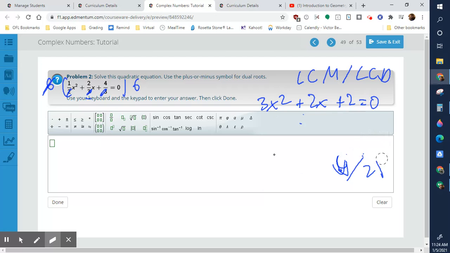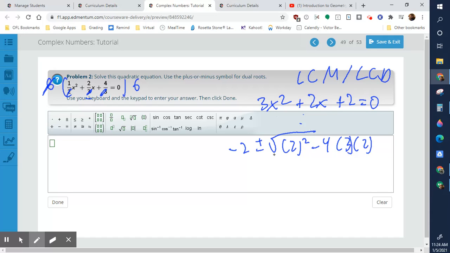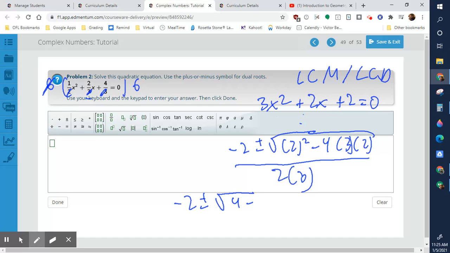So that means we're going to be dealing with imaginary roots, and I should have expected that going into a complex thing. So what we're going to do here is negative b plus or minus the square root of b squared minus 4ac all over 2a. All right, so what we get here is negative 2 plus or minus the square root of, what is this? 4 minus 4 times 3 is 12, times 2 is 24, all over 6. So we end up getting negative 2 plus or minus the square root of negative 20, all over 6.